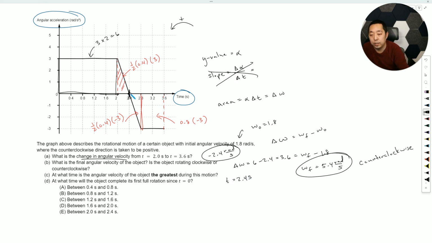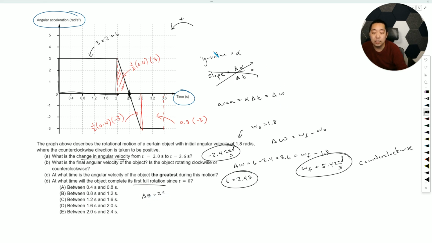Right at this point right here. Because the area, which is the change, is all positive. Once you start including this area, it starts beginning to decrease. What time will the object complete its first full rotation since t equals 0? So first full rotation, again, is when the angular displacement is 2 pi.